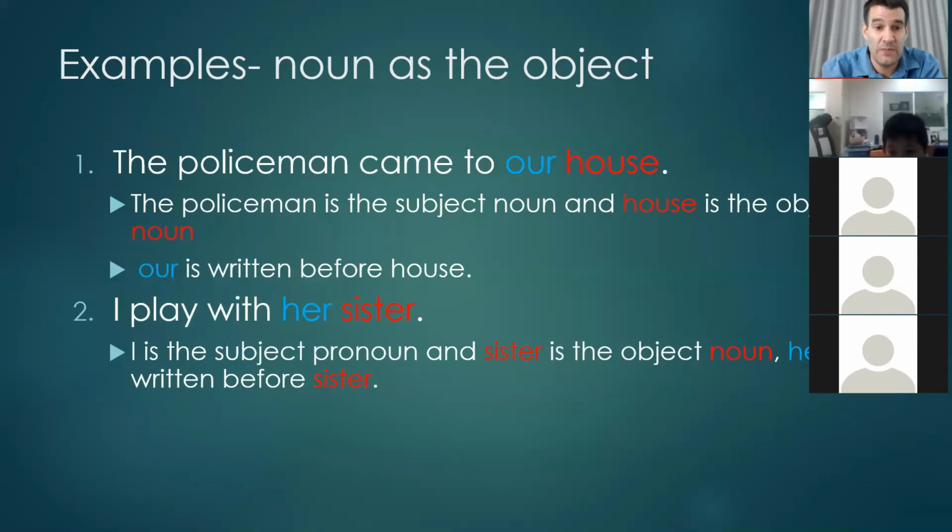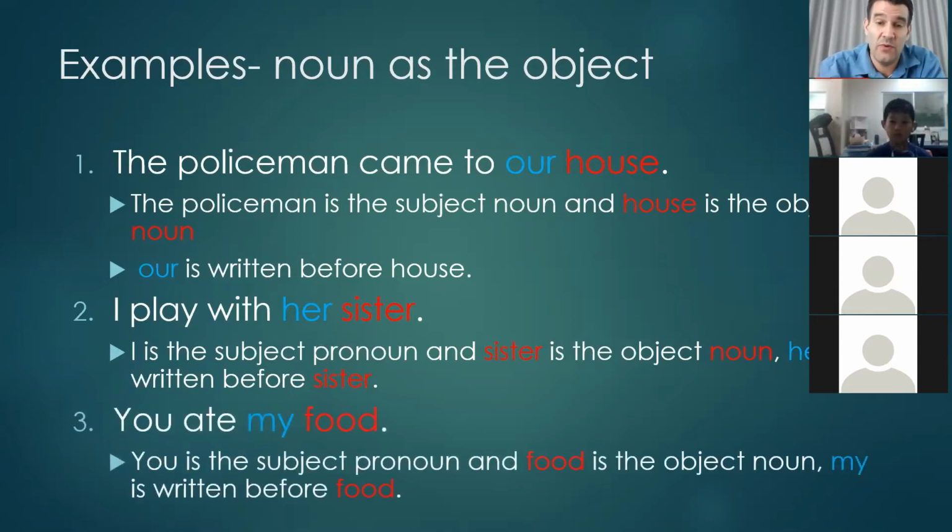So another example. I play with her sister. Her is written before sister. Sister is the object noun. Is the object. I in the sentence is the subject.